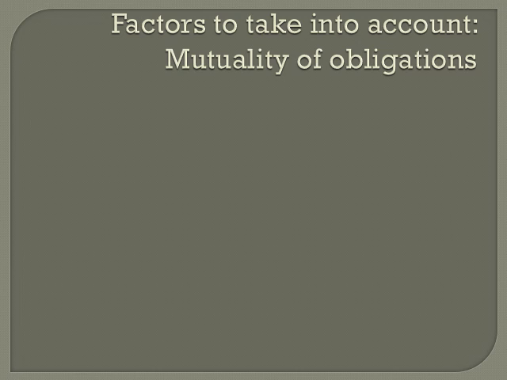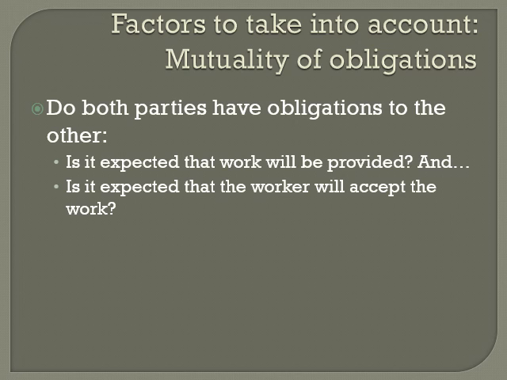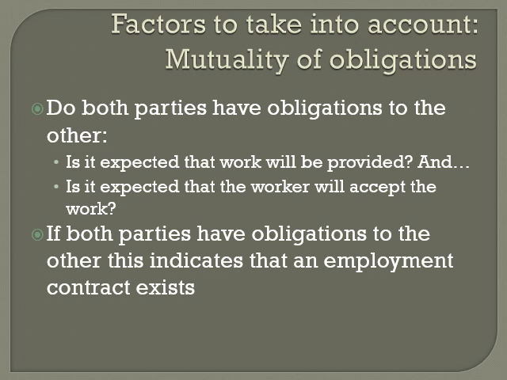The first factor that we should take into account when making our decision between employment and self-employment is what's called mutuality of obligations. And here we've got to ask ourselves, do both parties to the contract have obligations to the other? So, for example, is it expected that work is going to be provided by one party to the other? And if so, is it also expected that the worker will accept the work? Now, if both parties have obligations to the other, this does indicate that an employment contract exists.